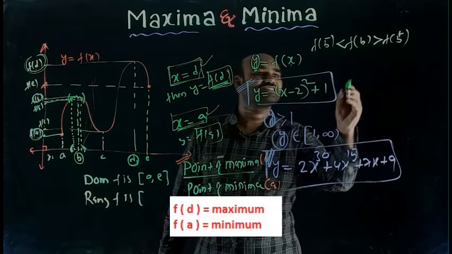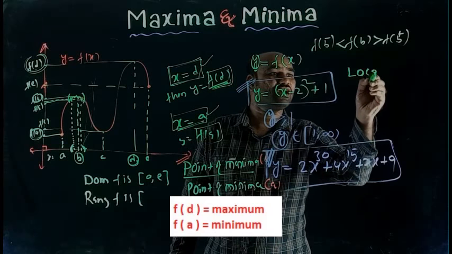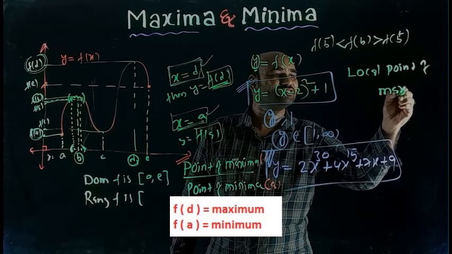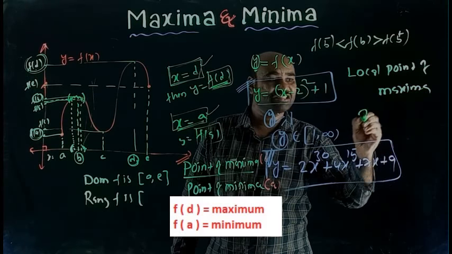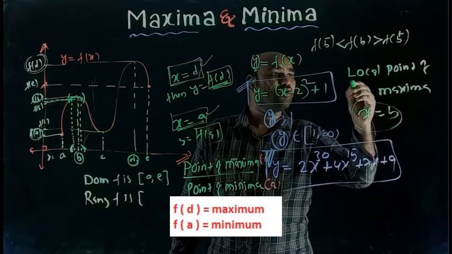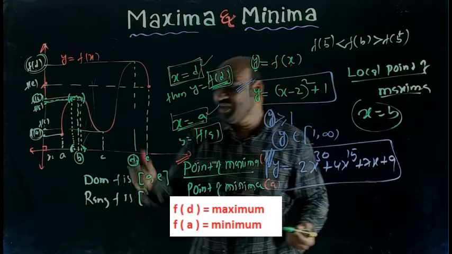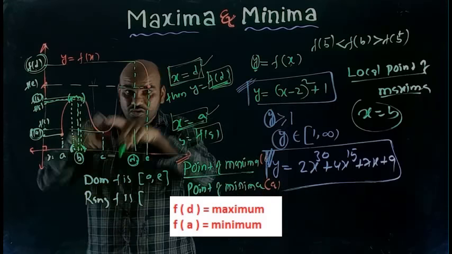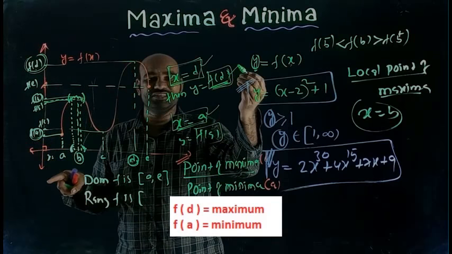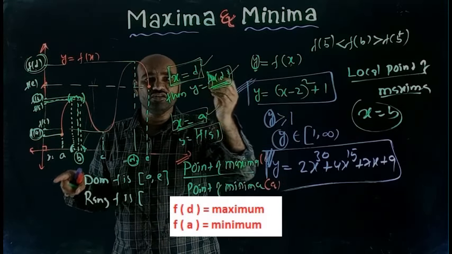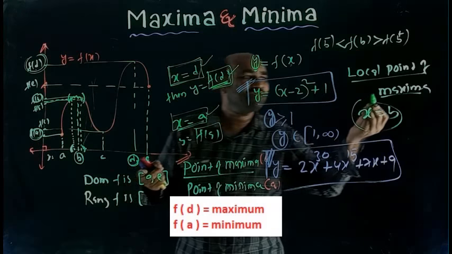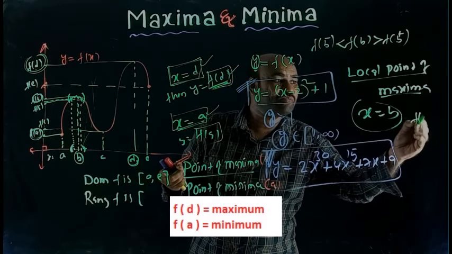Local point of maxima. Understood? Here x equal to b is called local point of maxima. It means that in this neighborhood of b it is giving the maximum. Not totally. Totally maximum is f of d. X equal to d is giving the absolute maximum. Absolute maximum is f of d. Local maximum is f of b.